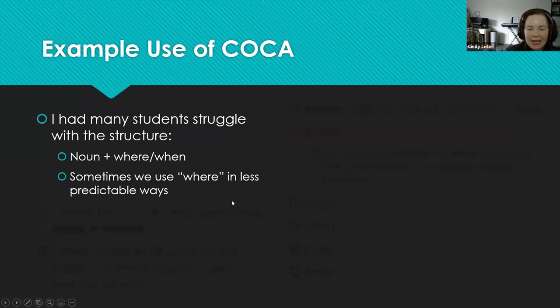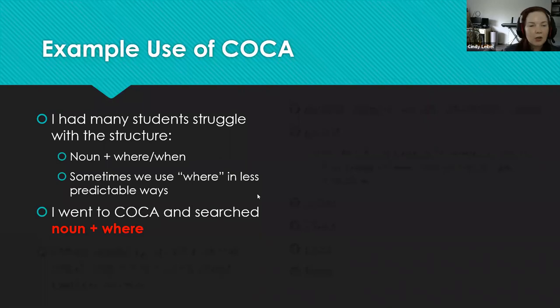Just as an example of how you could use COCA, many of my students struggle with the structure noun plus "where" or "when." Like, this is a time when, this is a place where, and so on. Because sometimes we use it in less predictable ways.